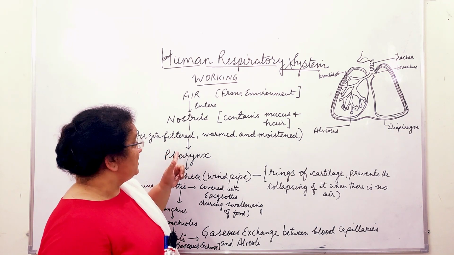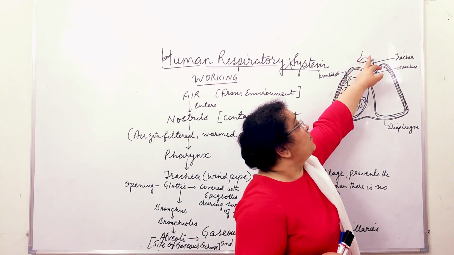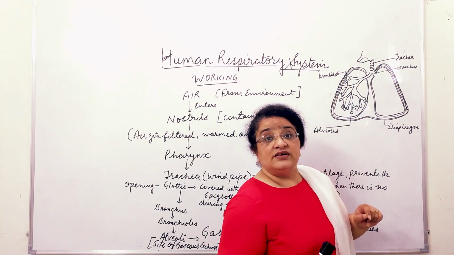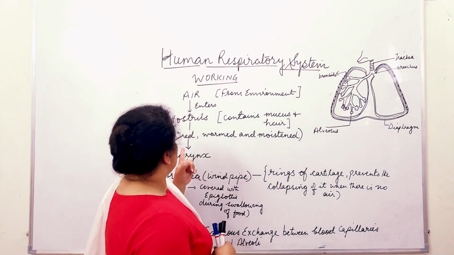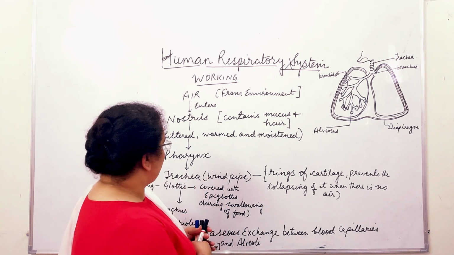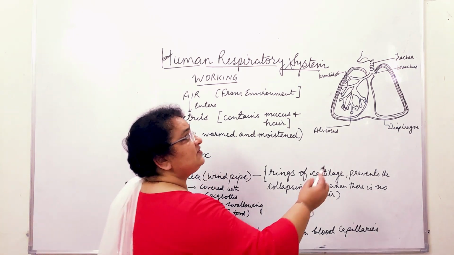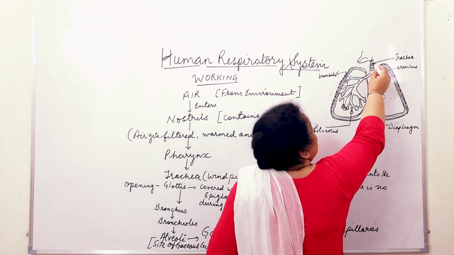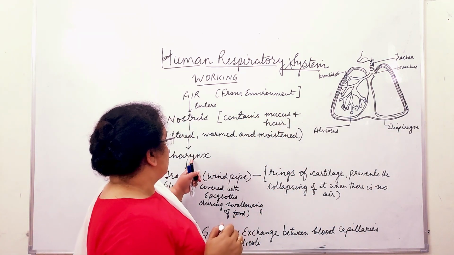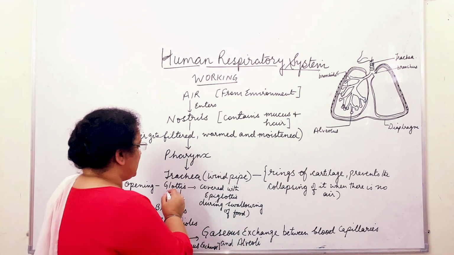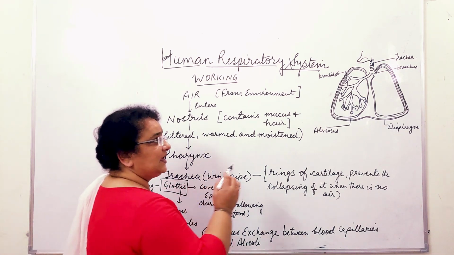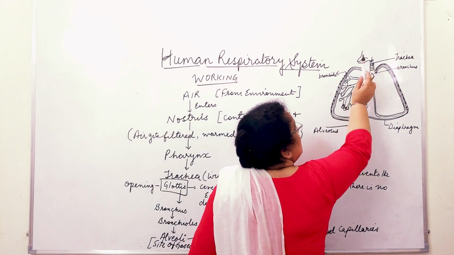And now from the nostrils it enters the pharyngeal region, the pharynx, the area of your throat where the tonsils are. Now from the pharynx it enters the trachea. This is the windpipe, the trachea, and the opening of the trachea is known as the glottis. Did you see this? This is the glottis.